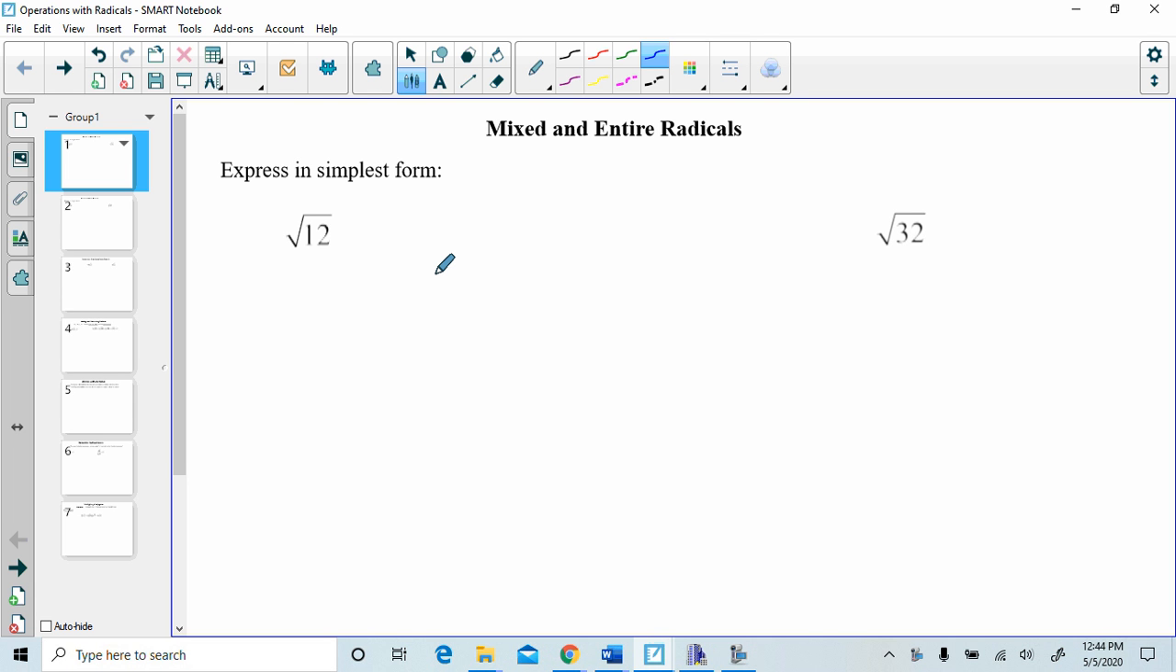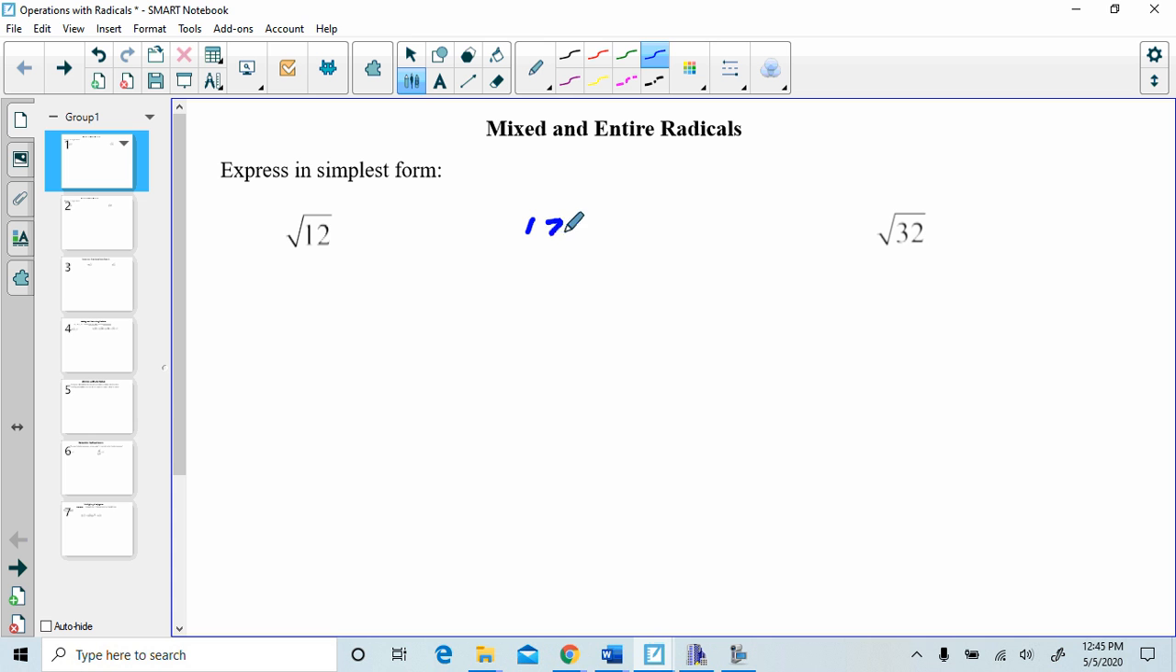So to work with this, there's a couple different ways you can approach. You can break 12 down into prime factors, or you can look for perfect squares. So I think that we'll do one of the methods with root 12 and the other method with root 32. So let's just start here. We'll pick prime factors for root 12.